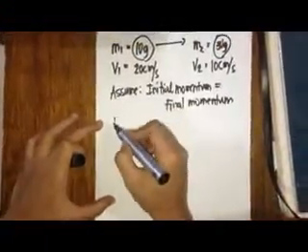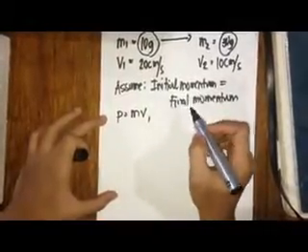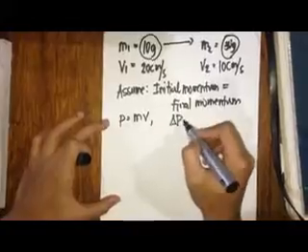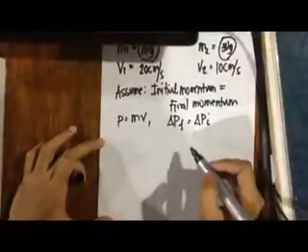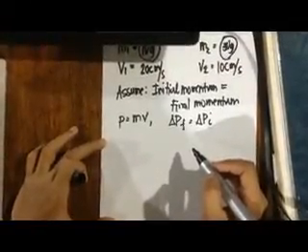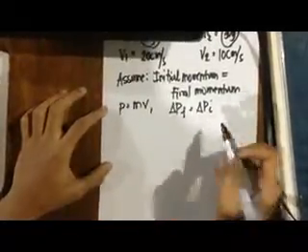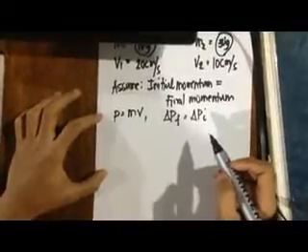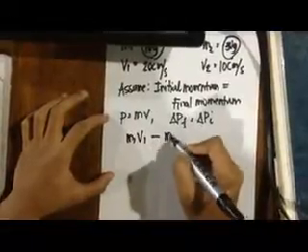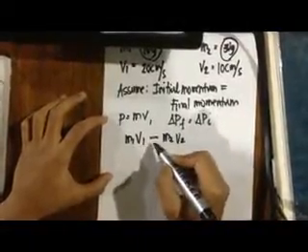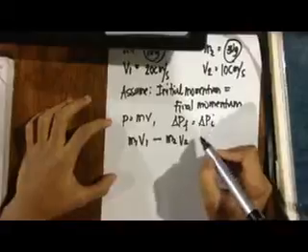Remember that the formula for momentum is mass times velocity. So when we say initial momentum equals final momentum, we have here delta P final is equal to delta P initial, which is the change in momentum final equal to the change in momentum initial. So what do we do? We substitute the values for mass and velocity. So we have here m1 v1 minus m2 v2. Why minus? Because the bodies are colliding, so the sign convention would be minus.